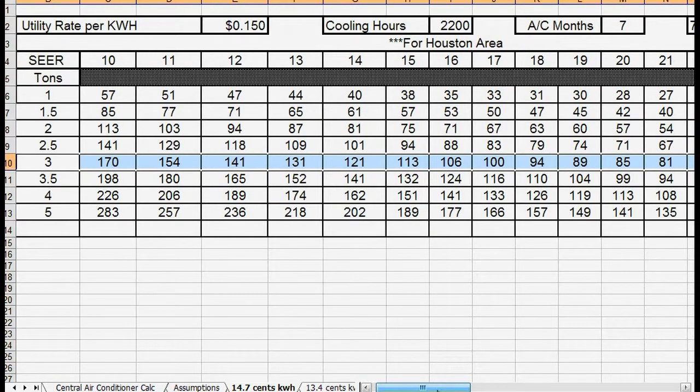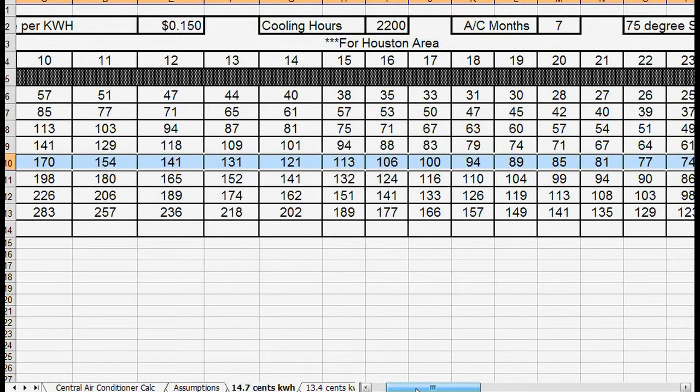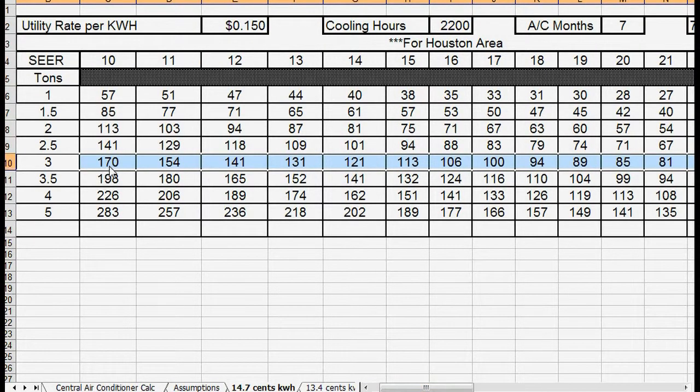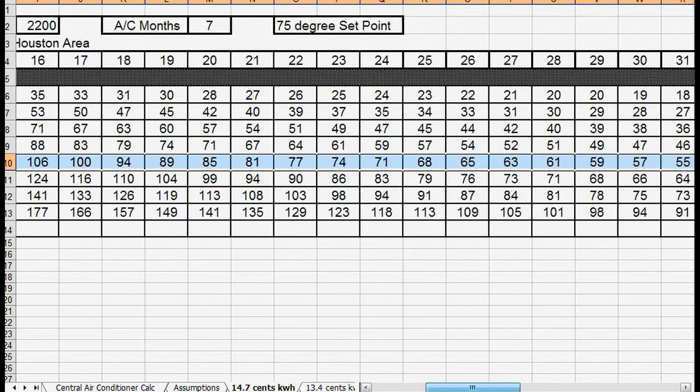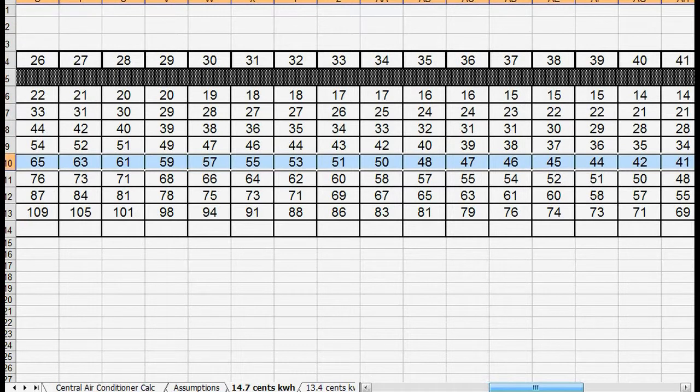Now, at my house, I've got a 3-ton unit. So what I've done is I've gone through and highlighted this area as to the tonnage of equipment that I have. And you can see on here that if I had a 10-SEER unit, and I kept my air conditioning at 75 degrees all day long and cooled the whole house, then my bill would be somewhere right around $170 a month just for air conditioning. We scroll through here, and you'll see that our bill was $33.09.